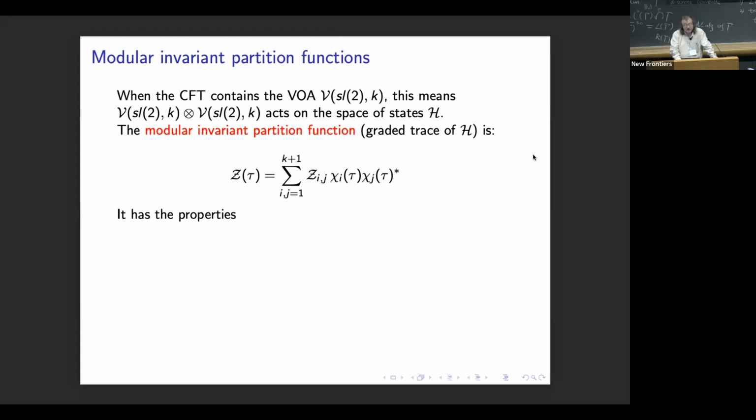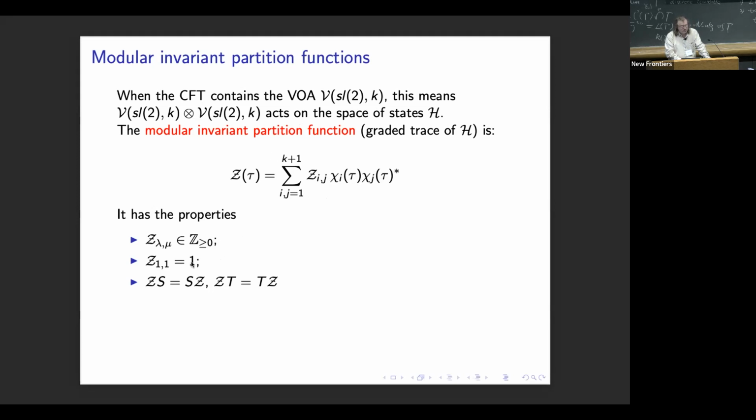If you look at the graded dimension for this, you get something usually called the modular invariant partition function. If you look at the coefficients, the chi's, as you may recall, are these characters, these graded dimensions of the modules of your VOA, in this case SL2 level K. You sum over all of them. It's a sesquilinear combination because you have these two halves. And the coefficients, this Z_ij, is a matrix of non-negative integers because it counts how many sectors in your theory transform in the appropriate way under these two chiral algebras.